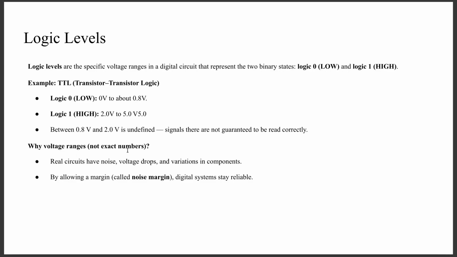Why voltage ranges and not exact numbers? Real circuits have noise, voltage drops, and variations in components. By allowing margin, or a noise margin, digital systems stay reliable.